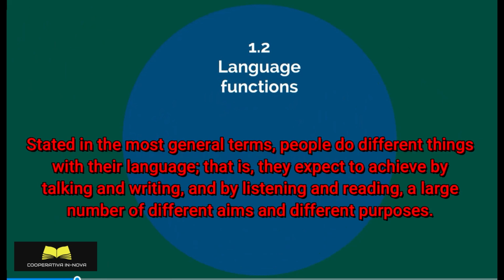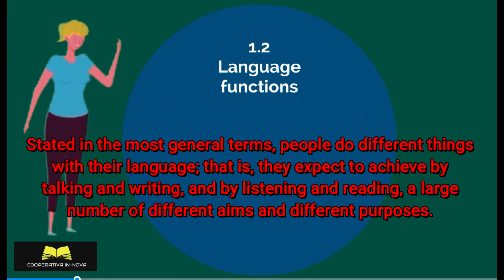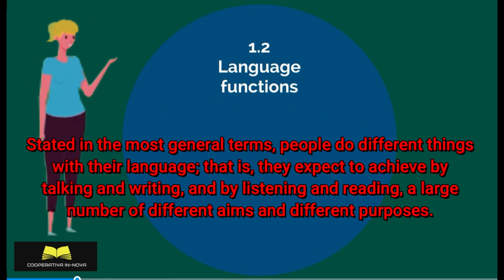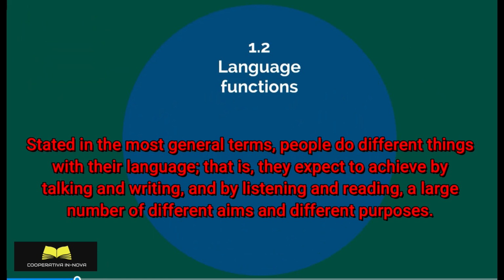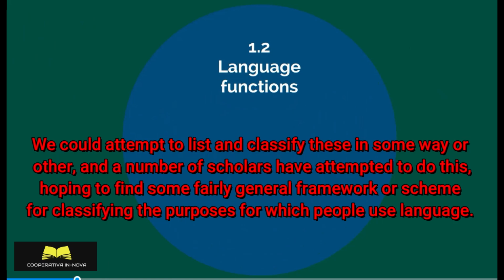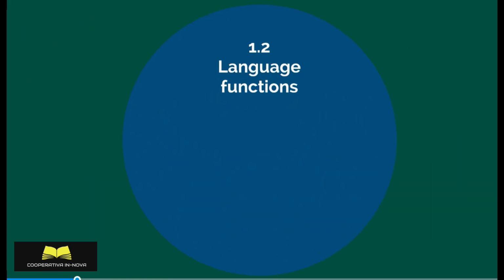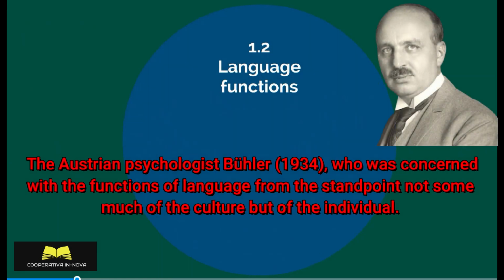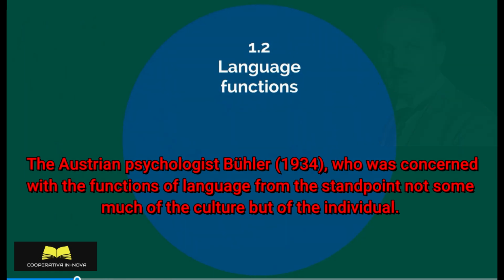Stated in the most general terms, people do different things with their language. That is, they expect to achieve by talking and writing, and by listening and reading, a large number of different aims and different purposes. We could attempt to list and classify these in some way or other, and a number of scholars have attempted to do this, hoping to find some fairly general framework or scheme for classifying the purposes for which people use language. The Austrian psychologist Bühler, 1934, was concerned with the functions of language from the standpoint not so much of the culture but of the individual.